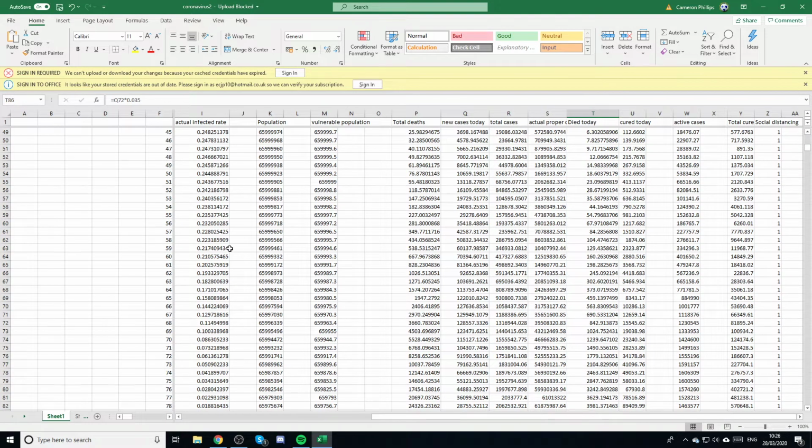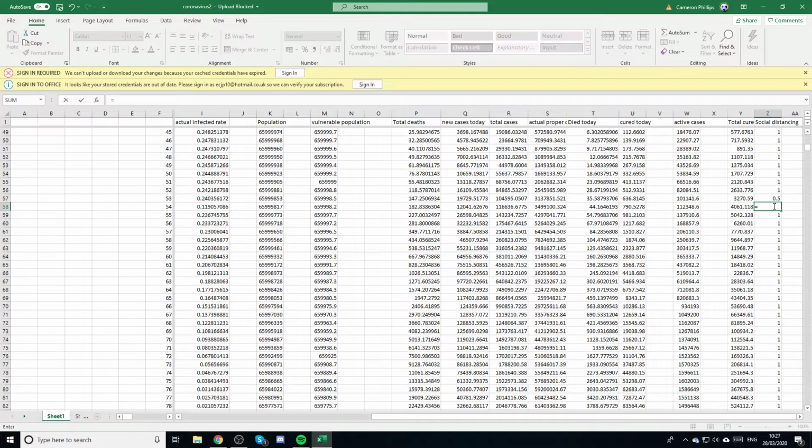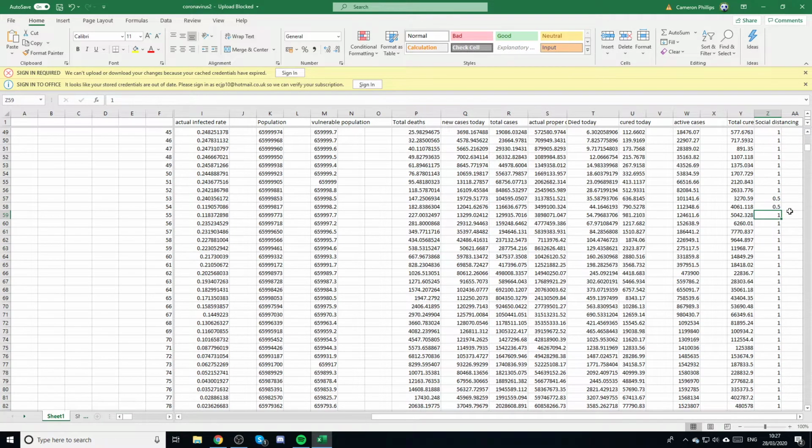But on day 67, we're going to go back 7 days, we're going to take this right down. We've reduced our infection rate by a half by social distancing. Let's see what happens then.